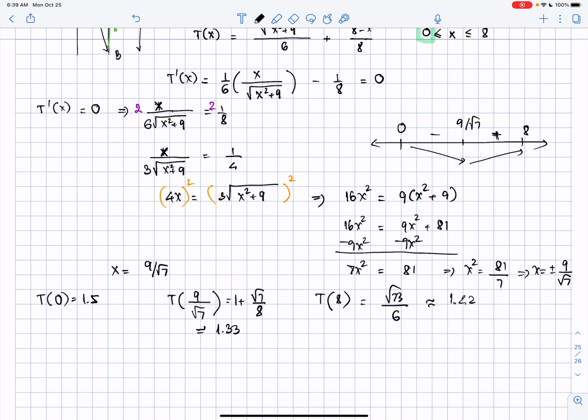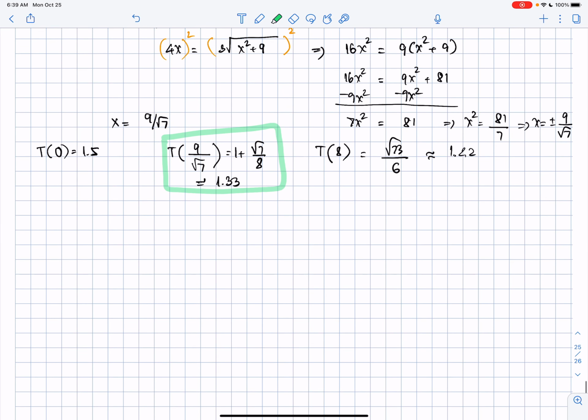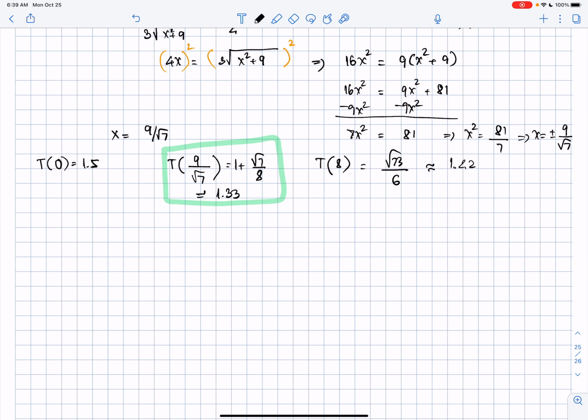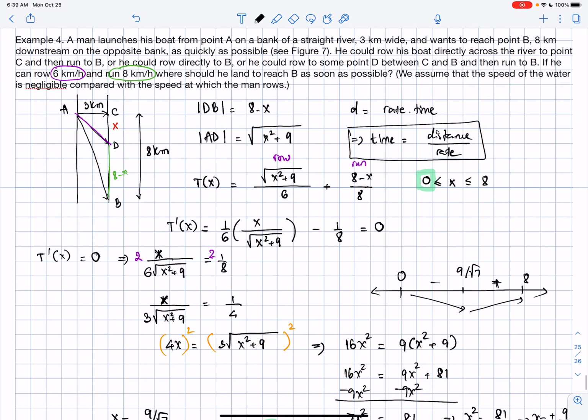We plug in the points, and obviously we can see that the smallest value is at 9 over the square root of 7, which gives the time 1.33. Okay, so we have the answer. We should now go back to the question to see what they ask us to do.